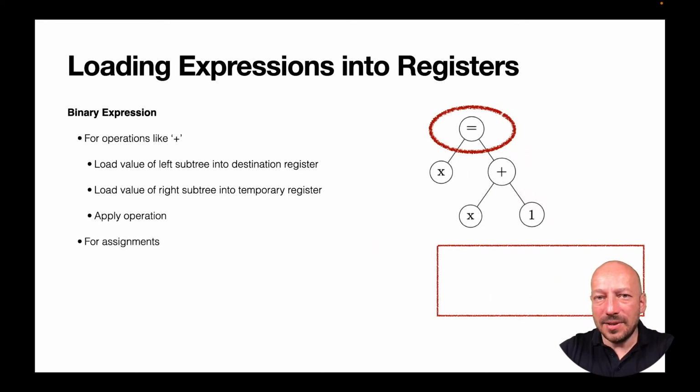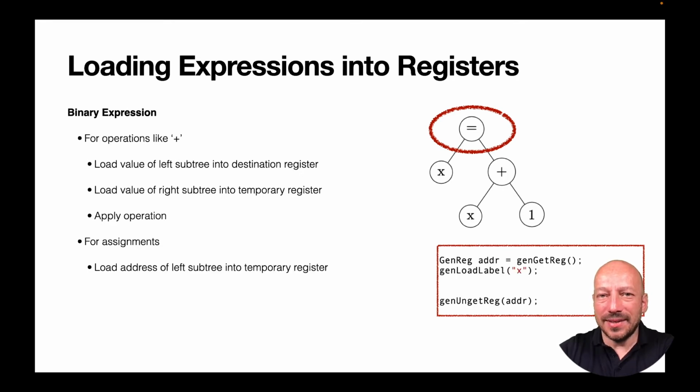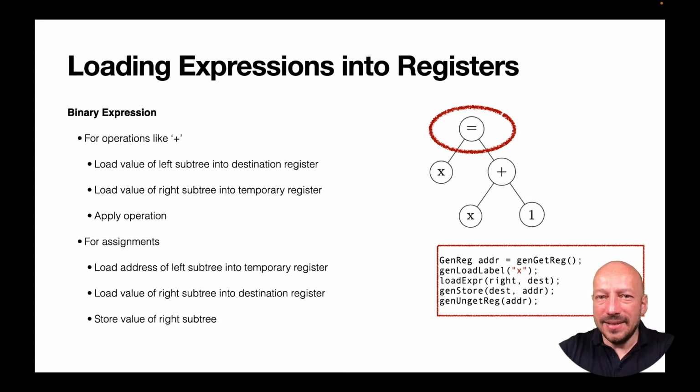If we have an assignment, then we have to load the address of the left-hand side. In our case, that's always the address of a variable into a register, and also the value of the right-hand side. And then we simply store the value of the right-hand side at the address of the left-hand side. You will see in the demo that if we change here the order a bit, so that we first load the value of the right-hand side and then the address of the left-hand side, we in general can save a register.